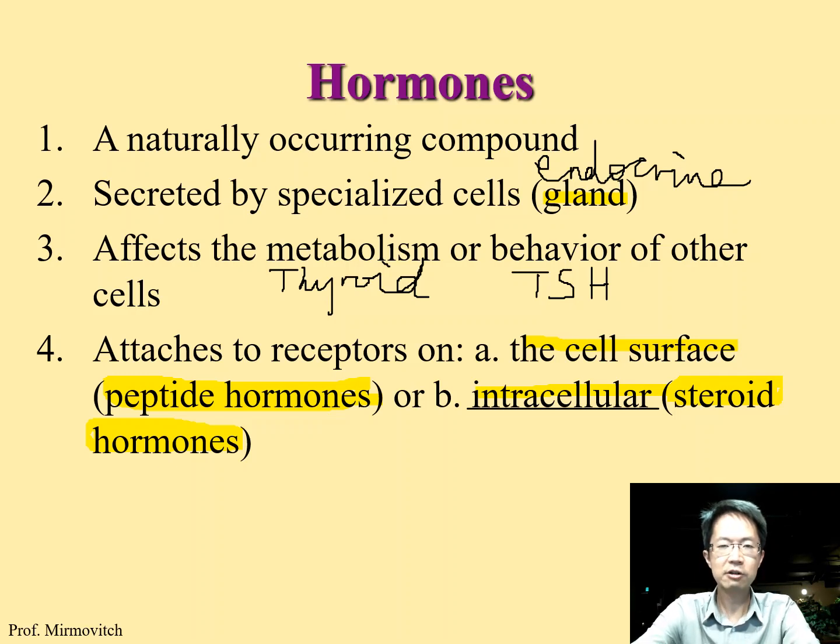Or the intracellular receptor can be in the nucleus, so the steroid hormone can bind to the nuclear receptor, and then they form a steroid hormone receptor complex in the nucleus, so that it can affect protein synthesis, or we call it the transcription translation process.